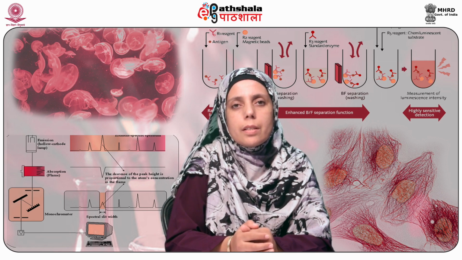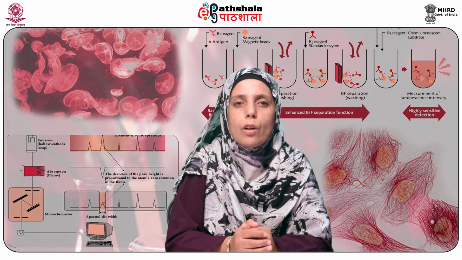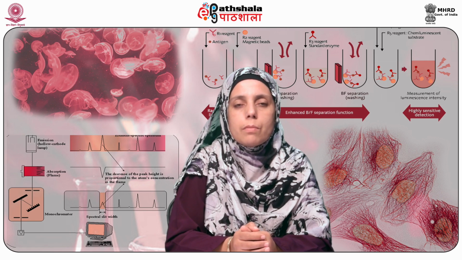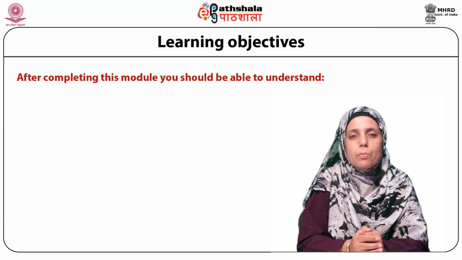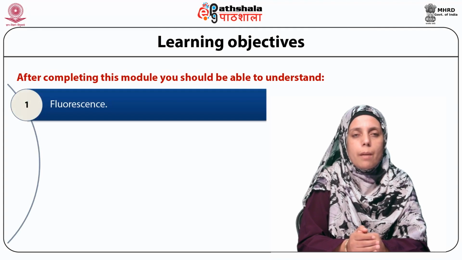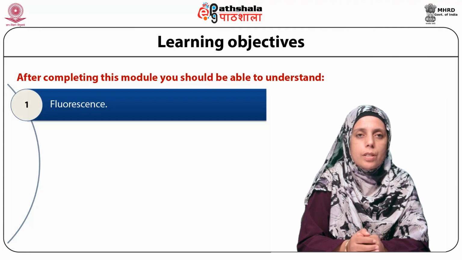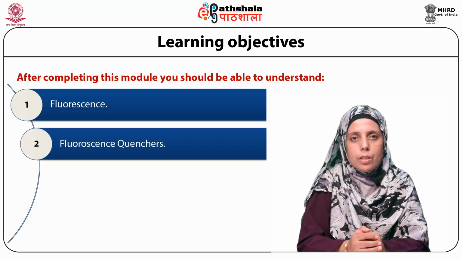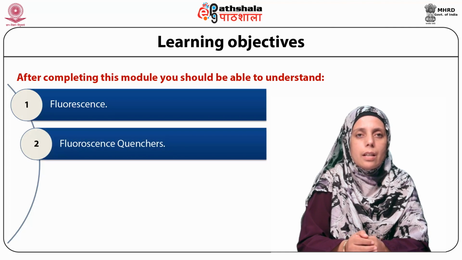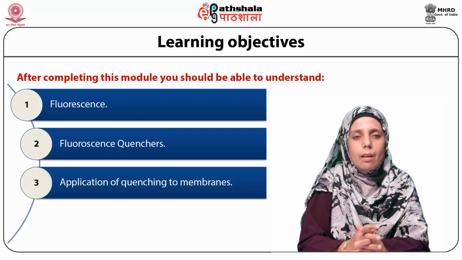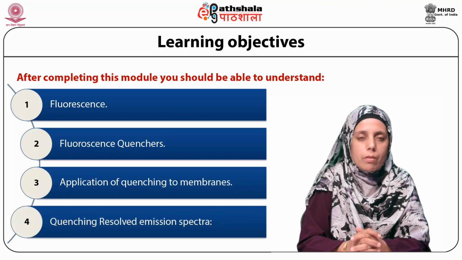Here we are discussing the module Application of Fluorescence Quenching, in specific application to biological systems, from the paper Atomic Spectroscopy. After completing this module, you should be able to understand the fluorescence application when quenching of fluorescence is used. We have slightly brushed up the fluorescence quenchers, and then discussed in detail the application of quenching to membranes, quenching resolved emission spectra.